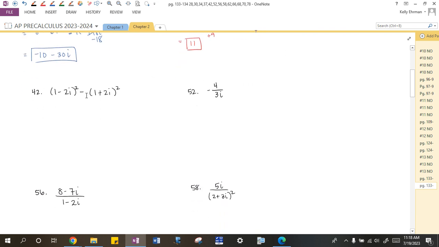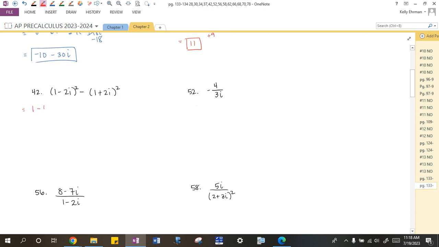42 has a bit of squaring, and then we're supposed to subtract our results. So I chose this one for 2 reasons. I want you to practice squaring binomials correctly, and with subtracting more than one term, people tend to forget to distribute the negative. So let's square these out first.